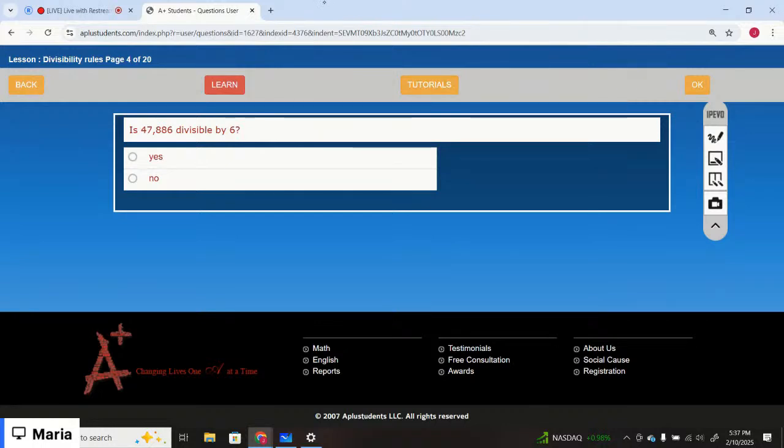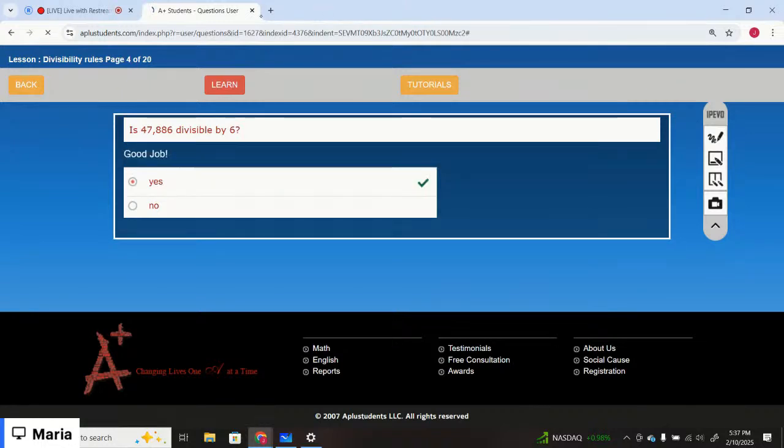Is 47,886 divisible by 6? The divisibility rule for 6 is the number must be divisible by 2 and divisible by 3. The given number is divisible by 2 because the ones digit is 6, and 6 is divisible by 2. And the sum of the digits is 33. 33 is divisible by 3. So yes, the number is divisible by 6.